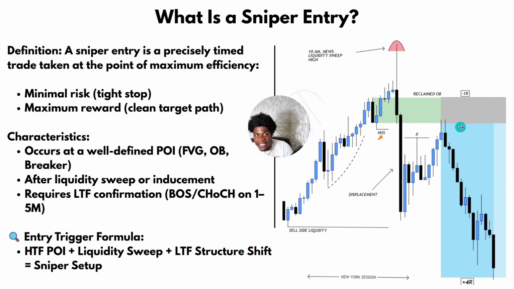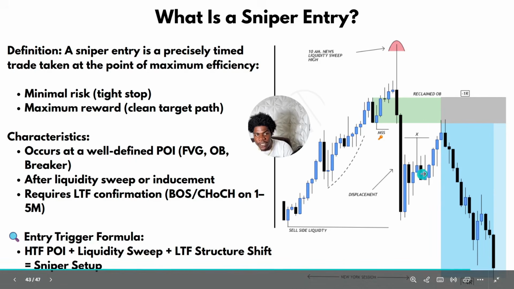Now we have a small stop loss, as you can see marked in gray, but we have the maximum reward, right? A full leg right here. We see price pull back to mitigate this order block, to then extend lower to clear these sell side liquidity lows and complete the whole sniper entry.